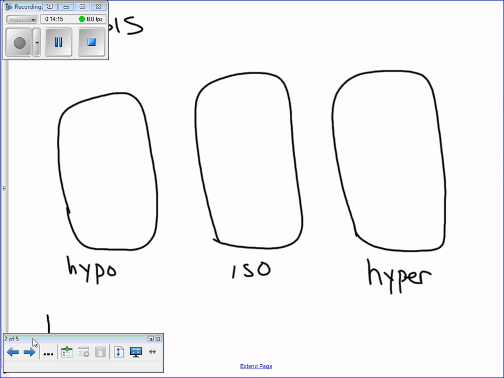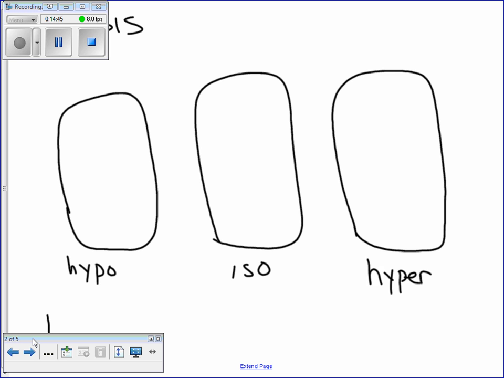Hypo, iso, and hyper. It's not the water. It's specifically referring to the level of solutes in the external environment. It's typically referring to the solutes in the external environment. Right? So you need to know what it's referencing first. It's referencing the amount of solute usually in the external environment.